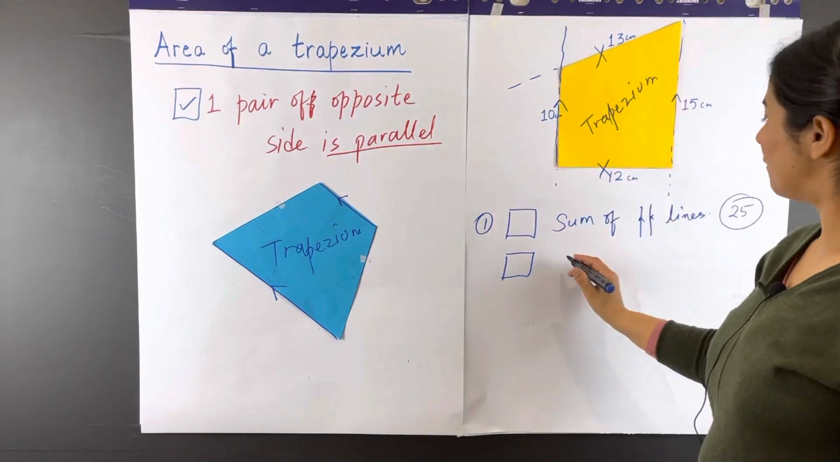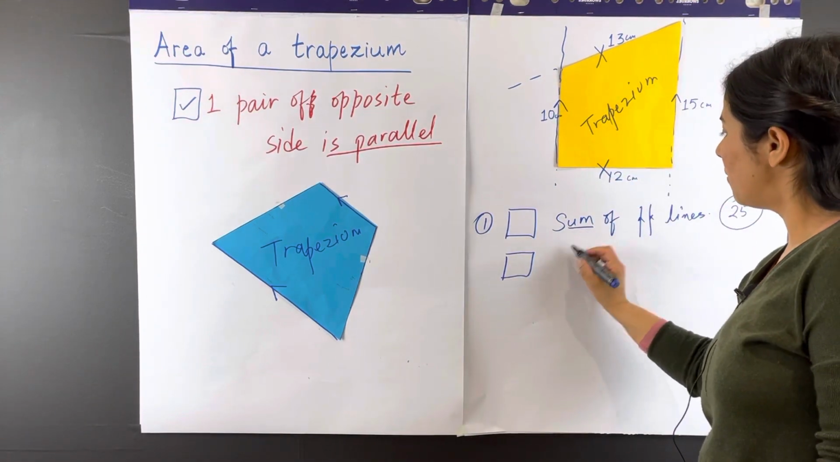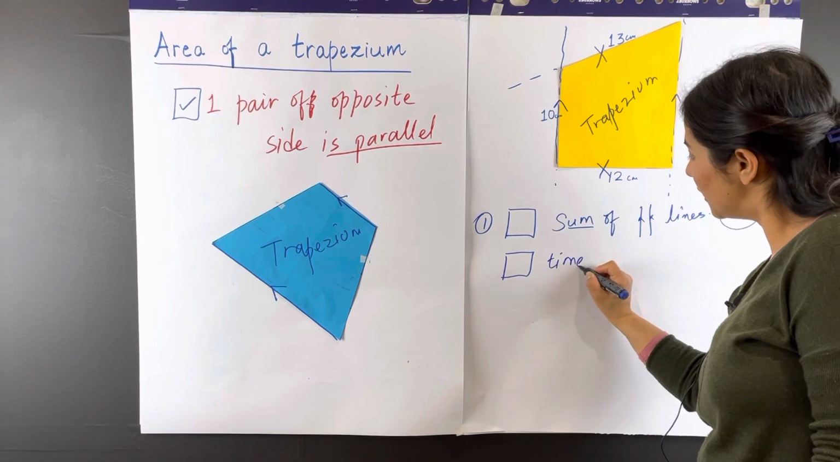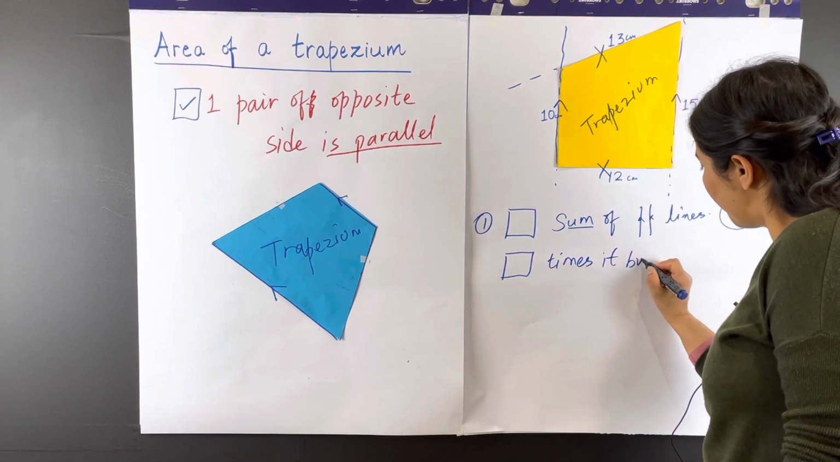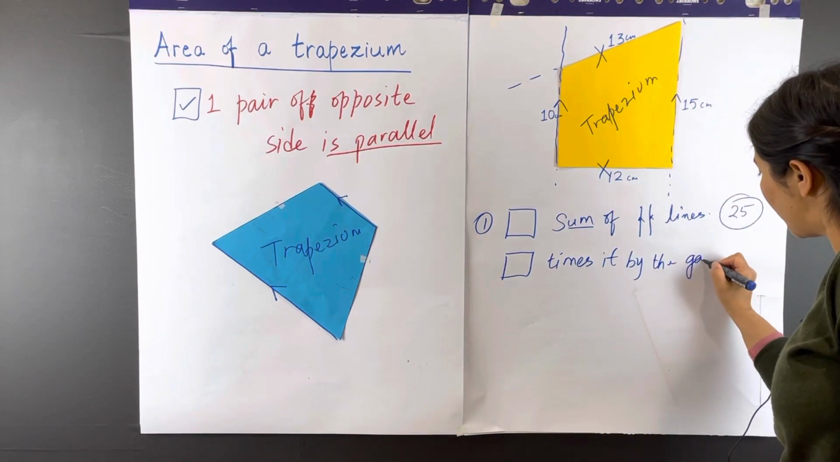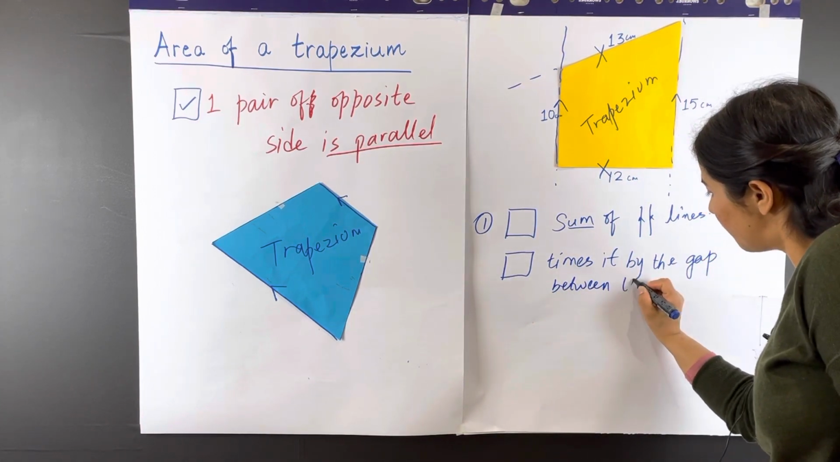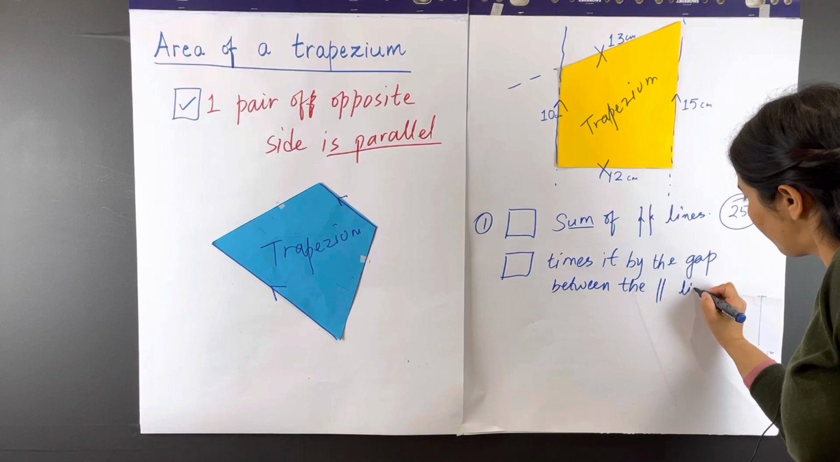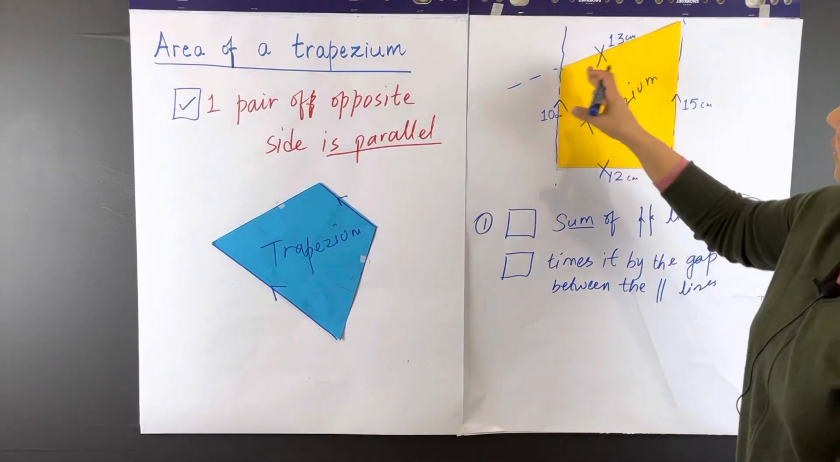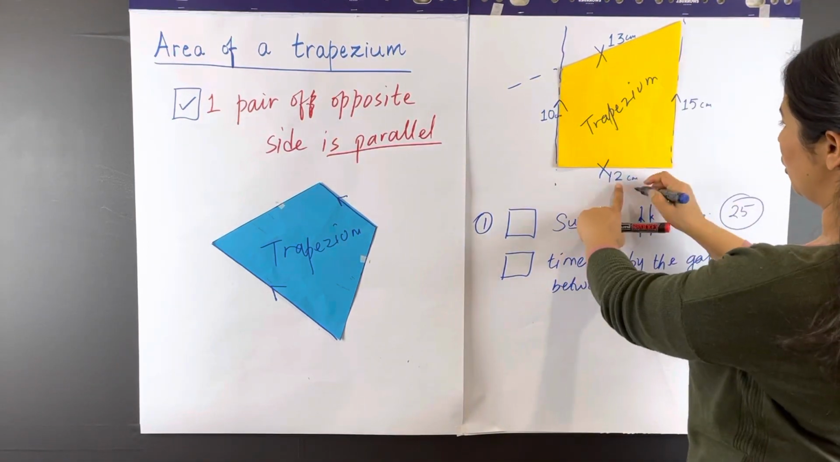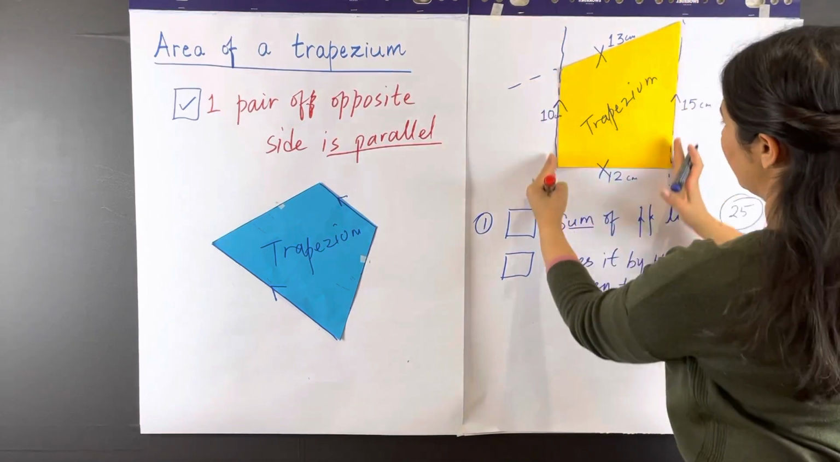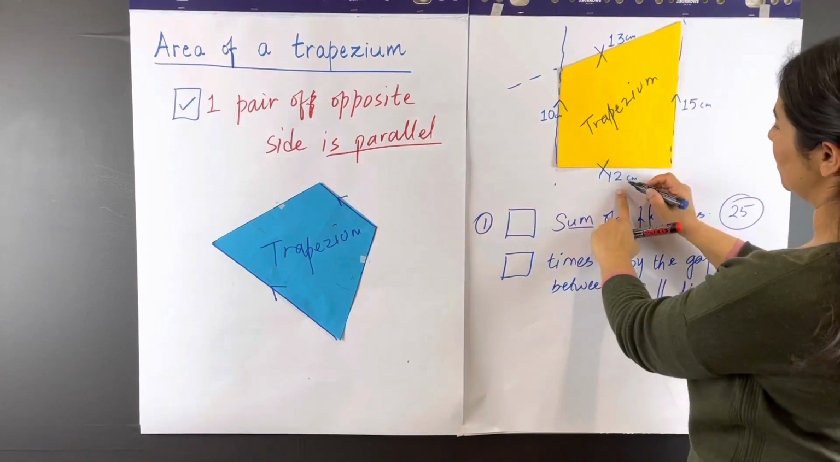After that, you have to times the sum by height. So times it by height, by the gap between the parallel lines. So now the gap between these two parallel lines is 12. Look at this. That's the two parallel lines, and the gap between them is 12.